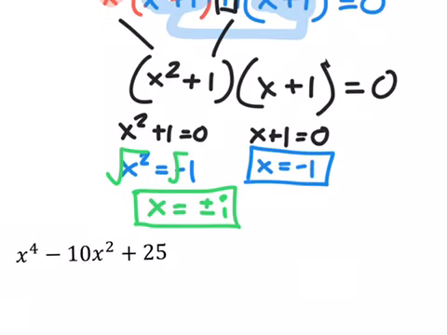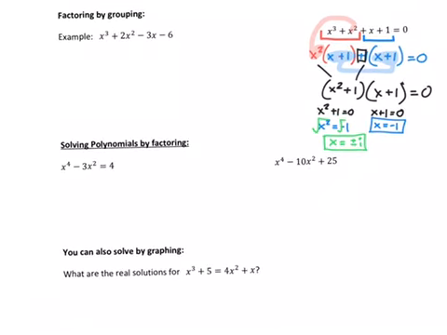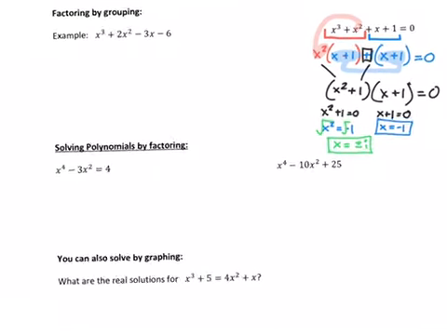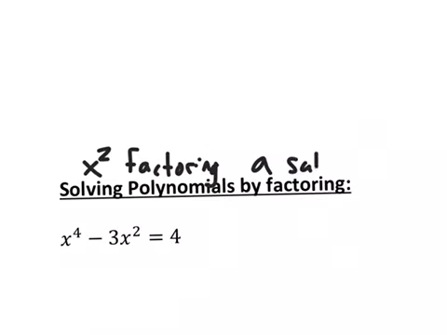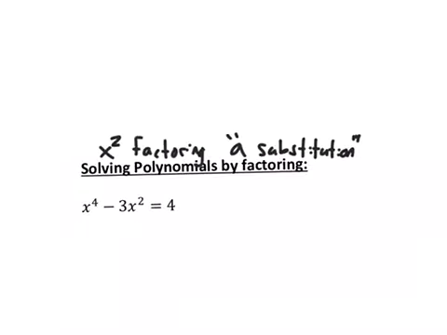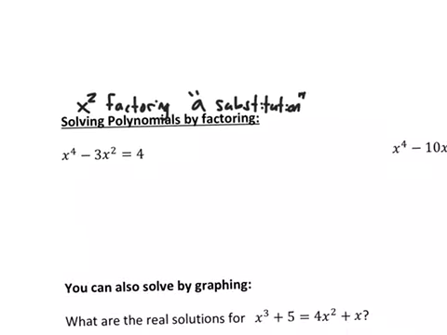Okay, so for the last set, because we're not going to look at the very bottom section, solving polynomials by factoring. These ones here kind of have two names. I call them x squared factoring. The book will call them u substitution. So be ready for the book to do that. And I do that on the answer key sometimes, I believe. But I just call them x squared factoring.